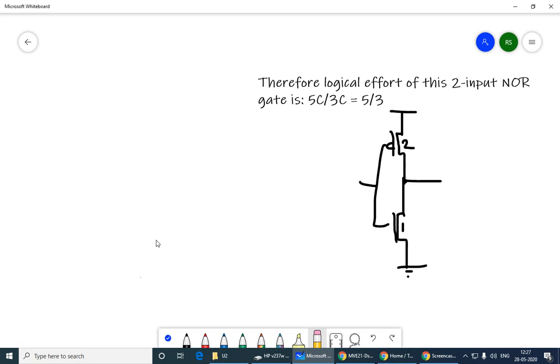So let's say we want to do a 4 input NAND gate. Okay, so draw the gate. It's going to take a few minutes.